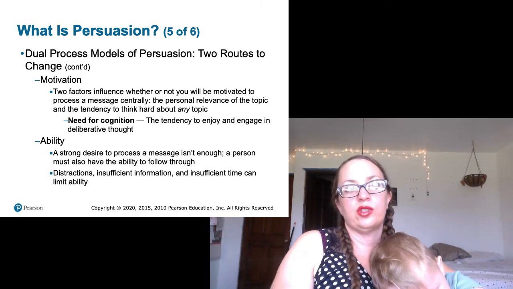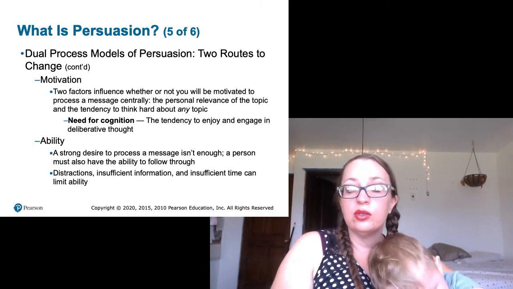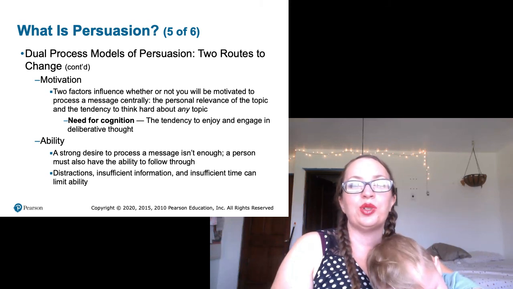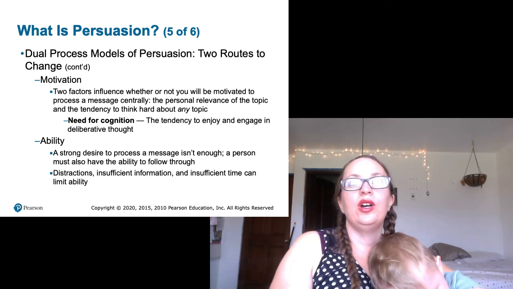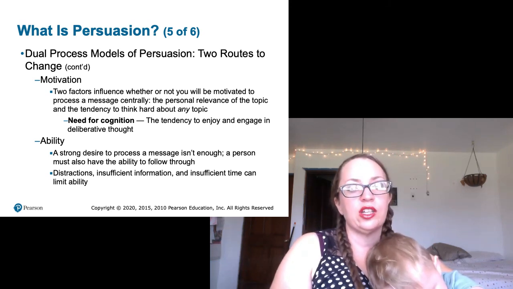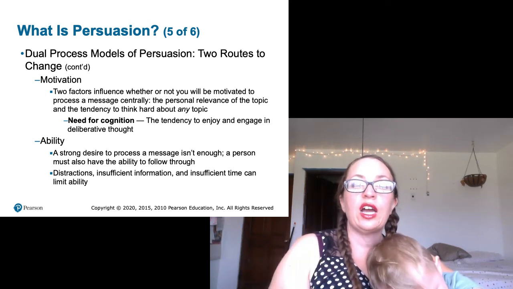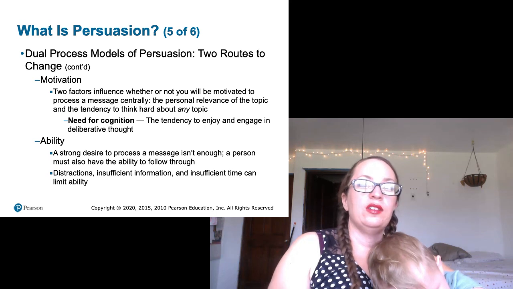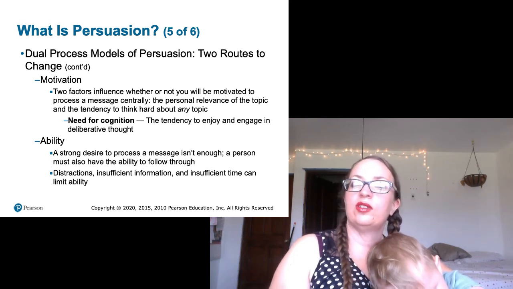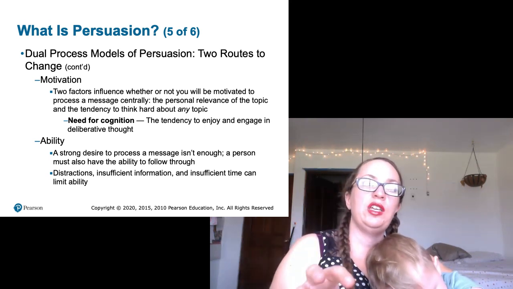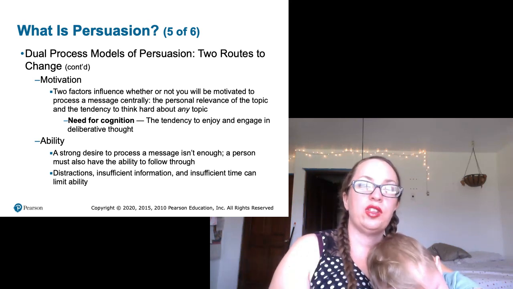All right, so having the desire to think critically about the quality of an argument being used in a persuasive communication is not enough, though. So you may want to think, but you also have to have the ability to engage in that kind of effortful thinking. It's not just low intelligence, but if you don't have enough time to think about the argument, or, like we talked about before, being distracted, all of these distractions can come in and prevent you from being able to think things through.